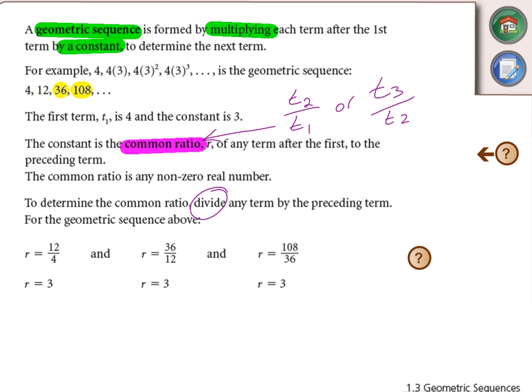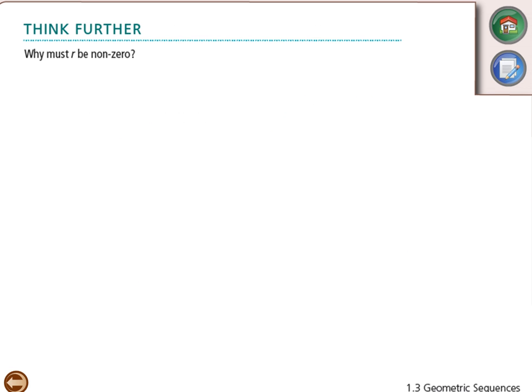But notice what we got. The common ratio is any non-zero real number. Ooh. Why? Why does it have to be non-zero? And that's the first question that we're going to discuss: why non-zero?